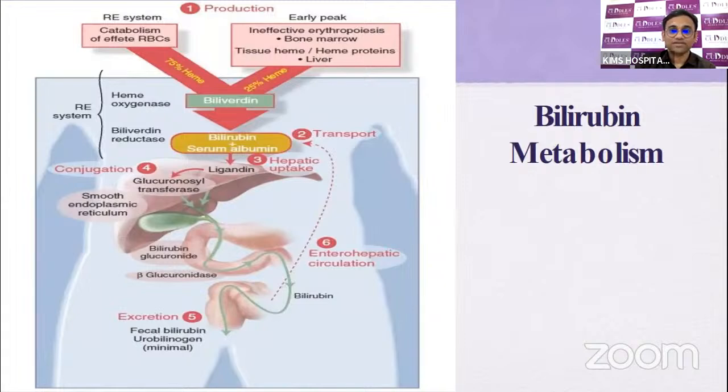So here we can see the bilirubin metabolism. You can see 75% of the heme is formed from the catabolism of RBCs in the reticuloendothelial system, and 25% of heme is formed from other sources, where ineffective erythropoiesis of RBCs and other cells in the bone marrow can lead to heme production. Also, other heme proteins like catalase, myoglobin, peroxidases, and cytochromes can lead to the production of heme.